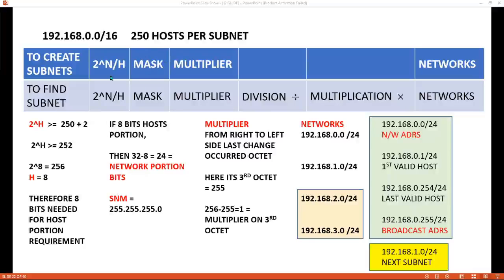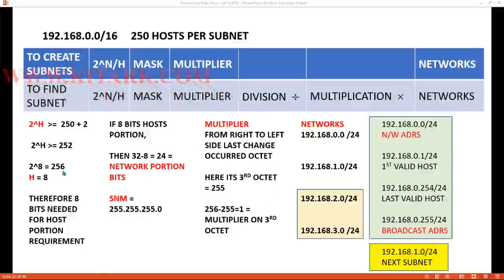You don't need to add additional 2 here, okay? So these are the differences between both types of questions. Here, for 2 to the power h greater than or equal to 252, you can go for 2 to the power 8, which gives you 256, right? That is the closest value possible because you can't go less than 252. It should be greater than or equal to 252. So the best choice is 2 to the power 8.